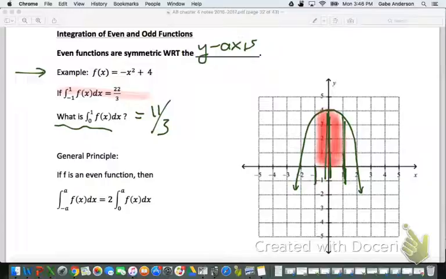So, general principle: the integral from -a to a is equal to 2 times the integral from 0 to a. This holds true if f is an even function. All right, next we'll look at odd functions.